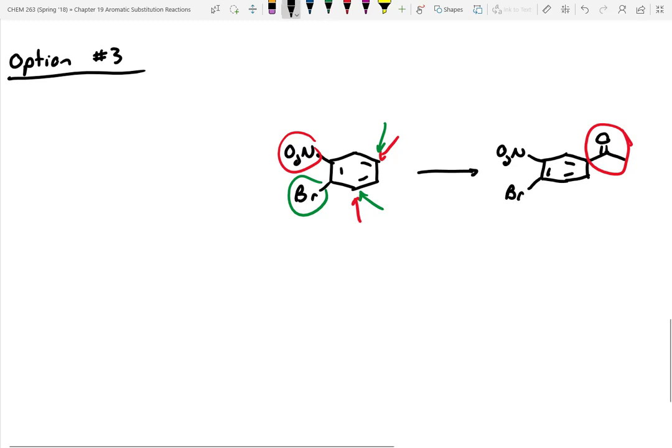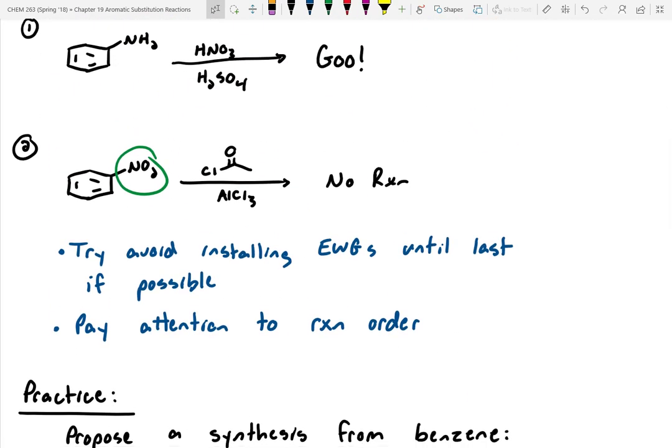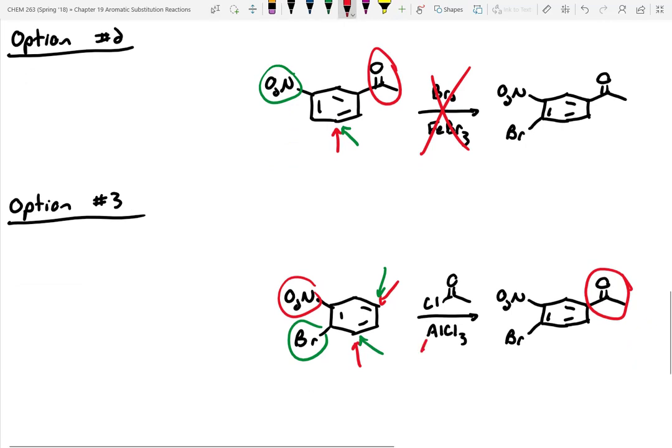Let's take a look at the reactants we need, right? We need our acid halide and aluminum trichloride. This is a Friedel-Crafts acylation. Will this work? If we go back up to our tips and tricks, I said Friedel-Crafts acylation will not work if you've got a strong electron withdrawing group, right? So if we go through and we look at this one, we would say this really won't work very well, simply because it's got this electron withdrawing group here. So this is 2 deactivated.